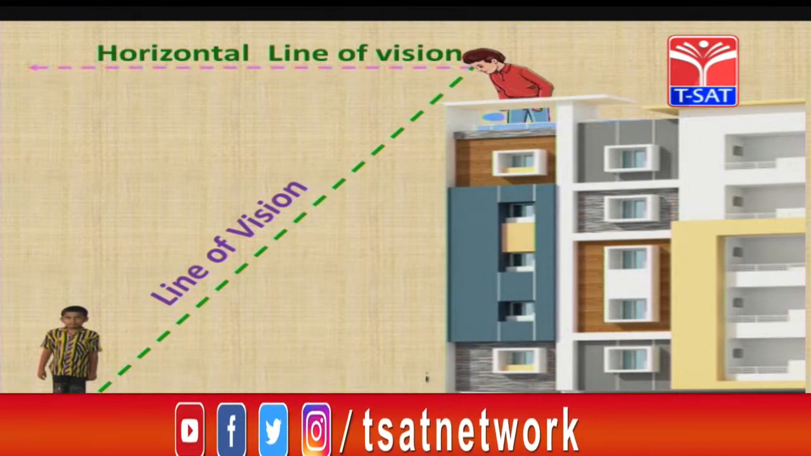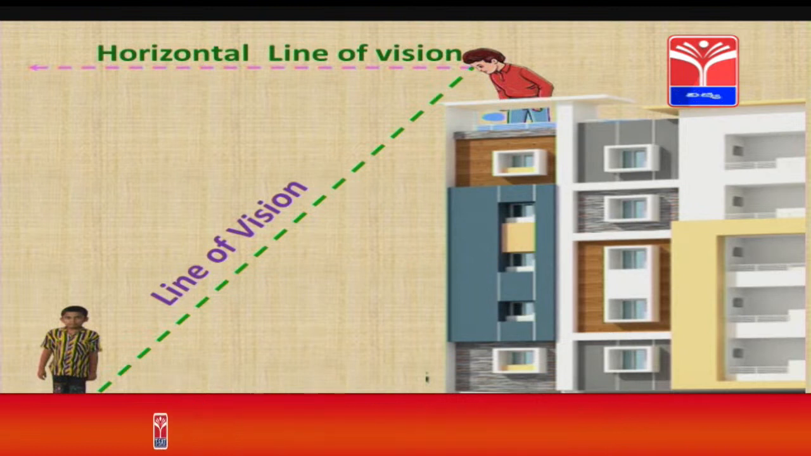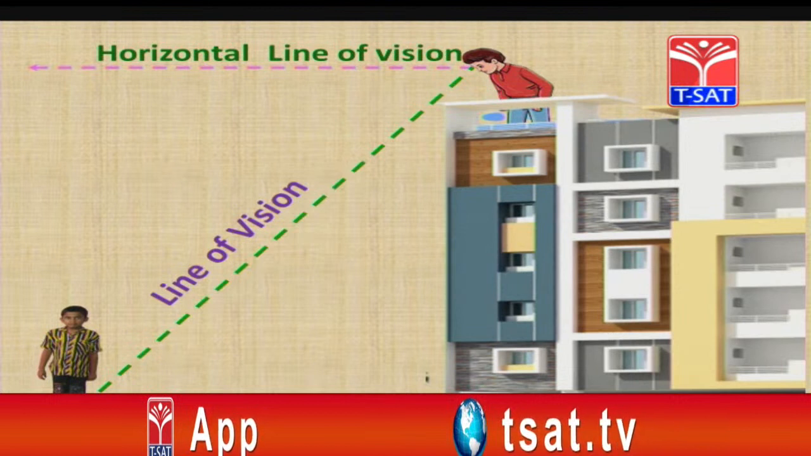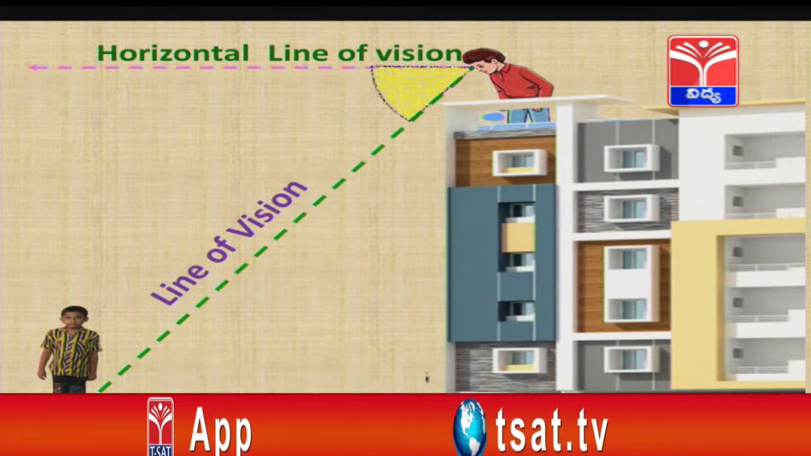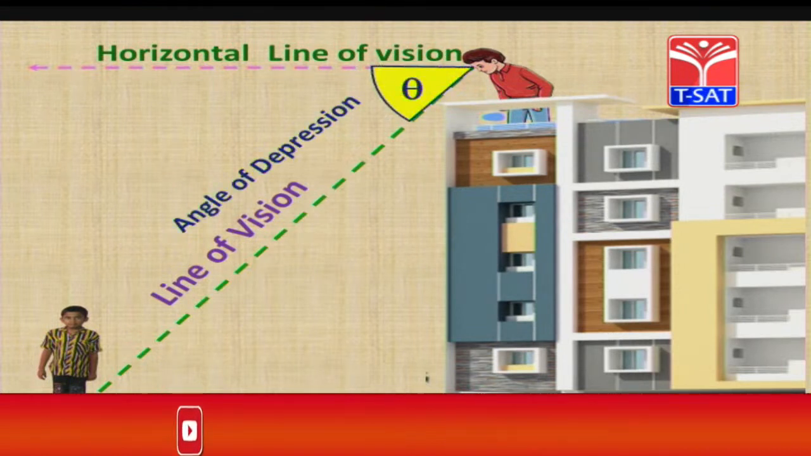So, now what do you call the angle between this horizontal line of vision and the actual line of vision when he is watching the child down? See, what do you call this? This is called the angle of depression.